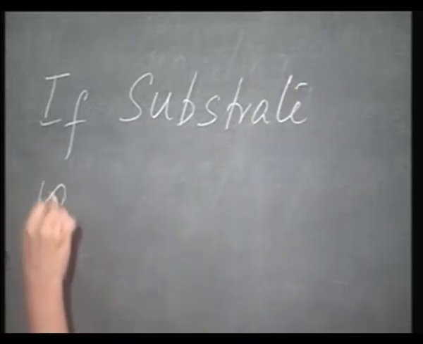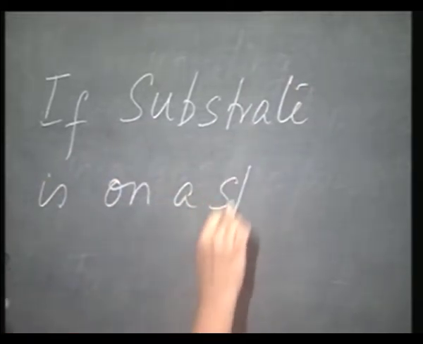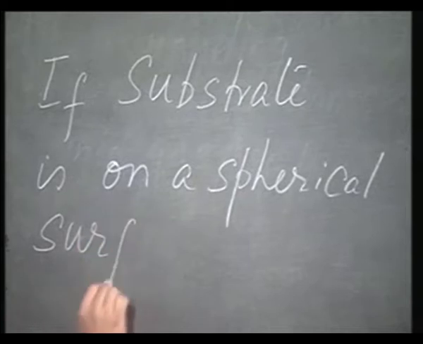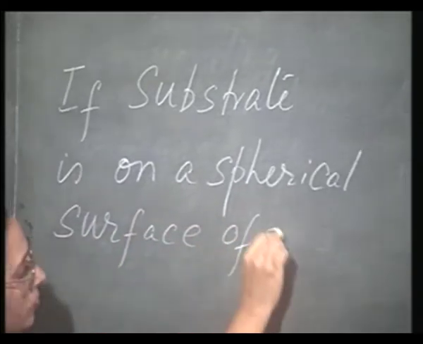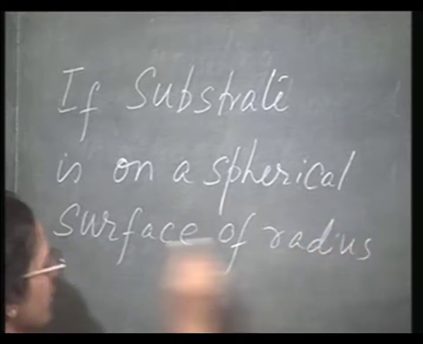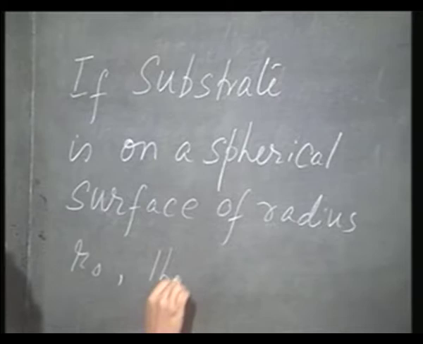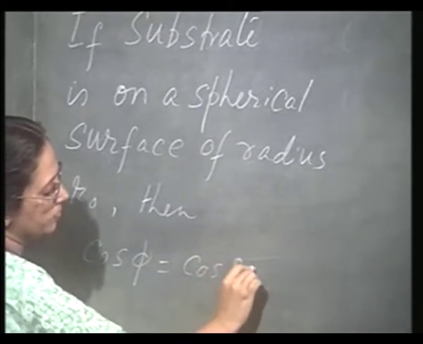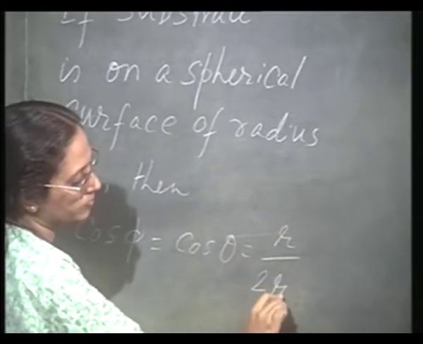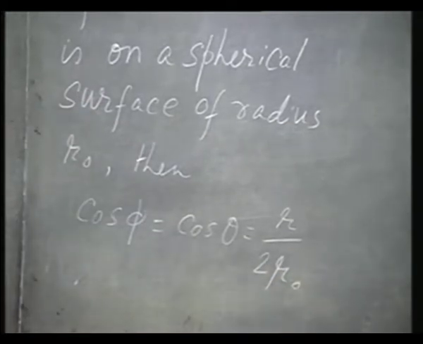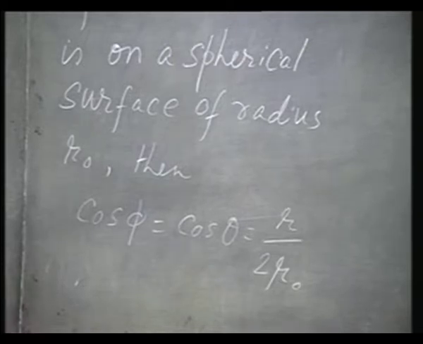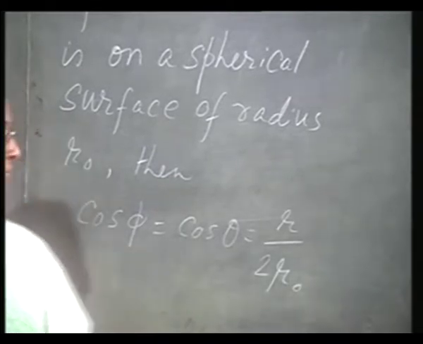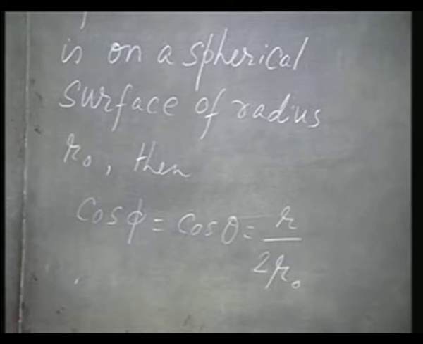If the substrate is placed on a spherical surface of radius r0, then both cos phi and cos theta will be given as r by twice r0, where r is the straight distance between the source and the substrate, and r0 is the radius of the spherical surface.